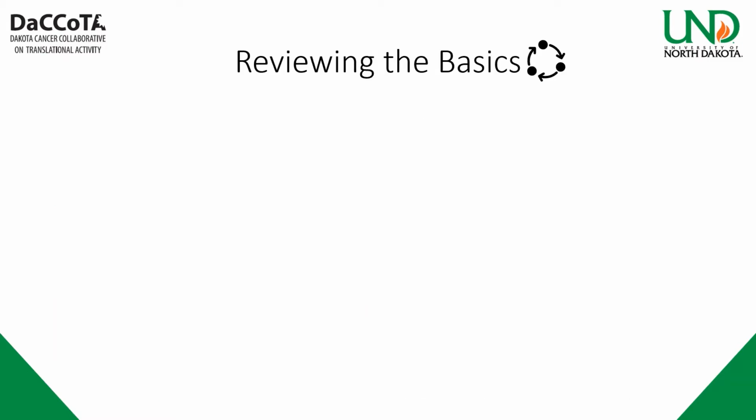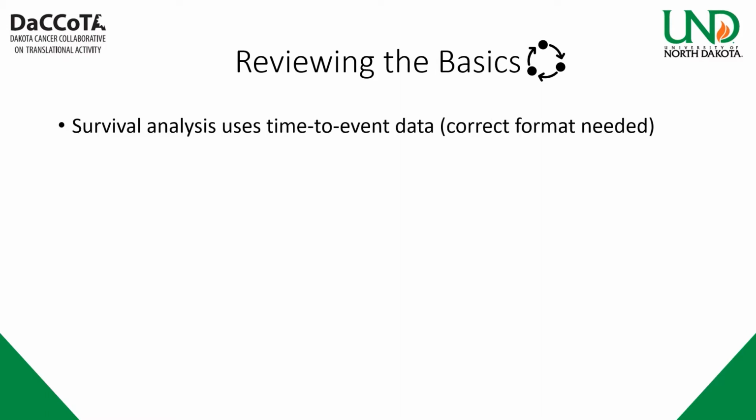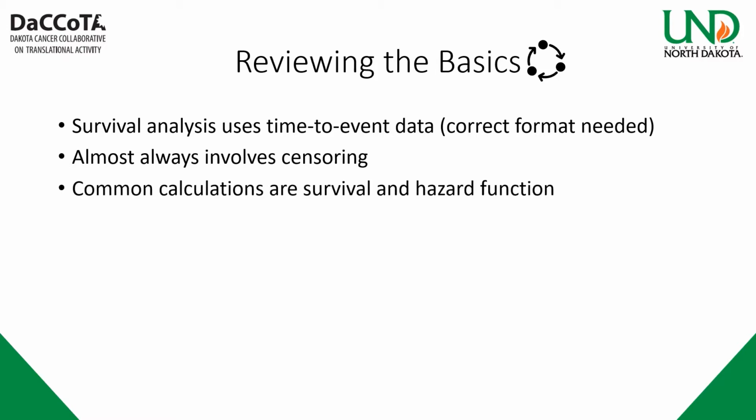But before we do that, let's review the basics. We know from the previous modules that survival analysis uses time-to-event data, and that the correct format is needed. At the fundamental level, you need a time variable and a status variable, either censored or an event, and the event is usually death. Because you cannot typically get a cohort, a group of subjects observed a long enough time to have all of them have the event, survival analysis almost always involves censoring, which you have to deal with appropriately.